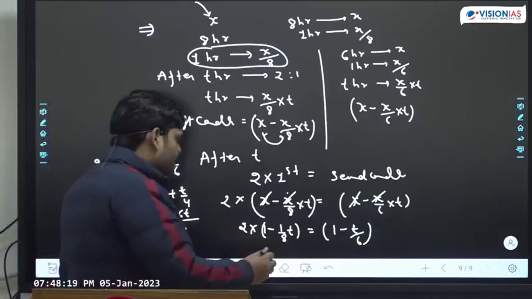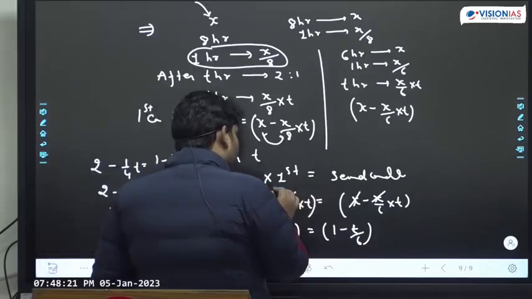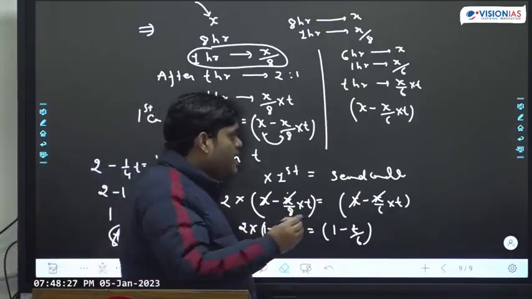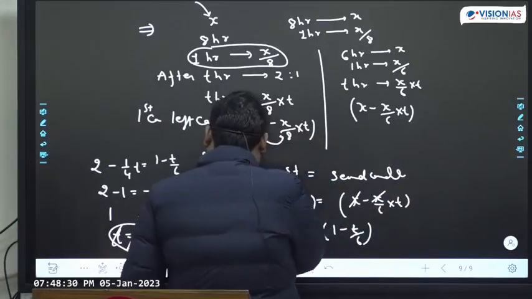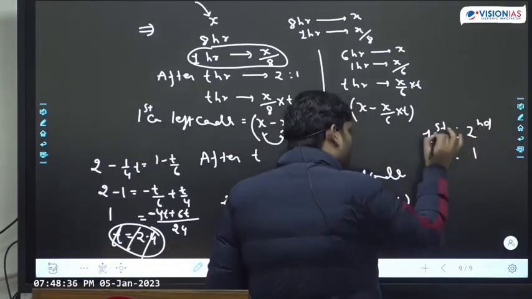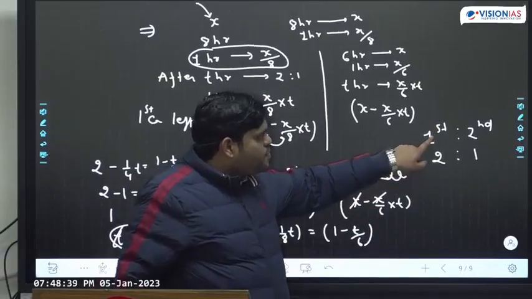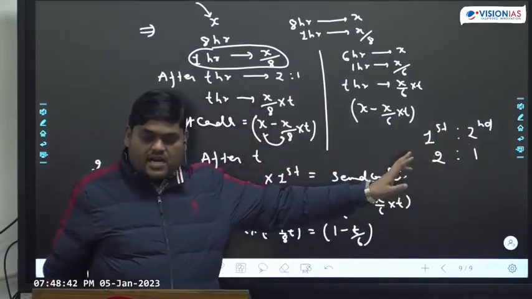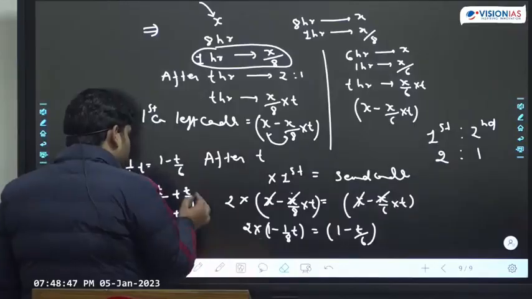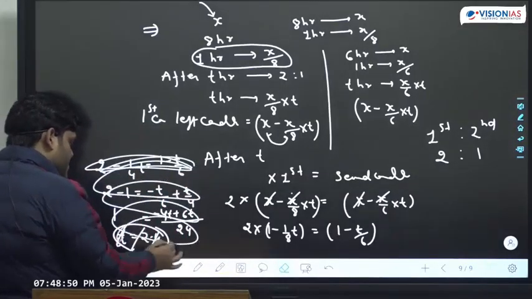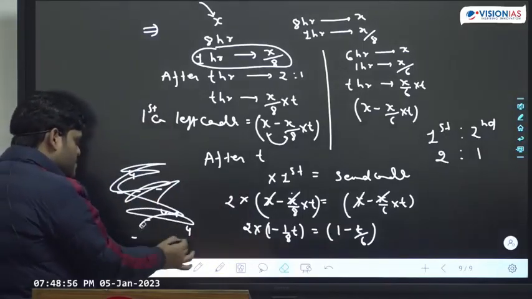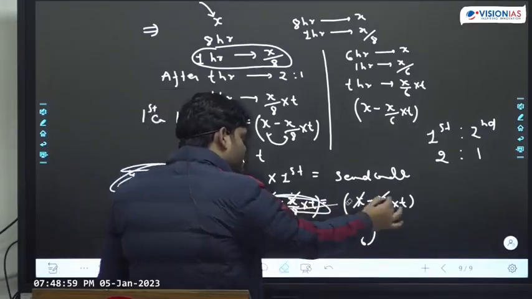Yes, we are making a mistake here. Actually, it is given that the ratio of first and second length should be 2:1. That means the first length should be twice the second length. I misinterpreted. The first length should be twice the second length. See, we won't make the concept wrong just for the answer. If the answer is coming wrong, that means we should find out where we are making the mistake.